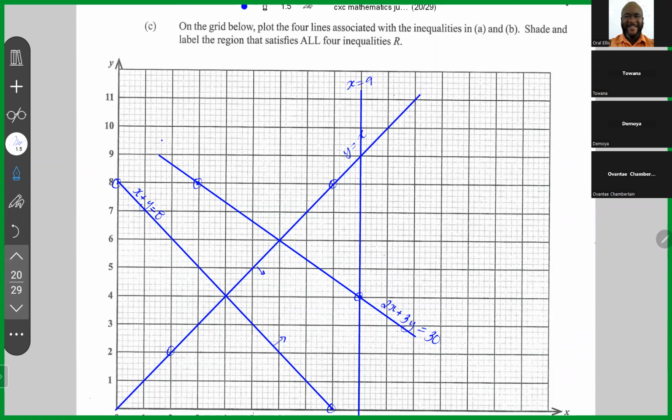We have the line x is equal to 9, and we're looking for a region where x is less than 9. So x is less than 9, to the left of the line x is equal to 9. And lastly, I'm looking for a region that is below the line 2x plus 3y is equal to 30.